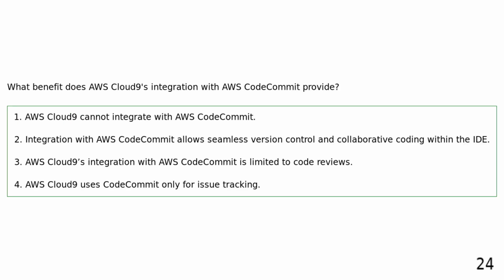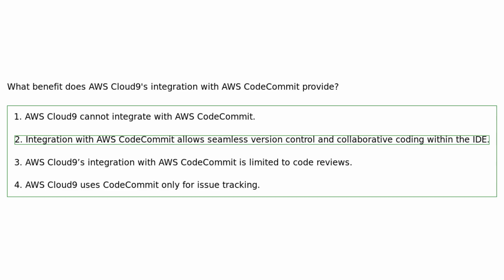What benefit does AWS Cloud9's integration with AWS CodeCommit provide? AWS Cloud9 cannot integrate with AWS CodeCommit. Integration with AWS CodeCommit allows seamless version control and collaborative coding within the IDE. AWS Cloud9's integration with AWS CodeCommit is limited to code reviews. AWS Cloud9 uses CodeCommit only for issue tracking. AWS Cloud9's integration with AWS CodeCommit facilitates version control and collaborative coding, enhancing the development workflow.